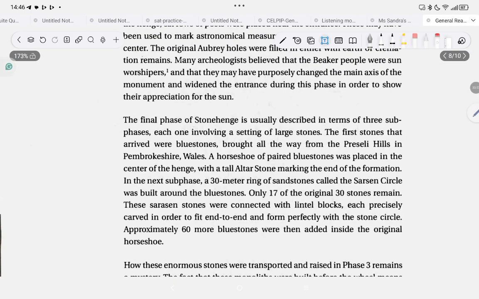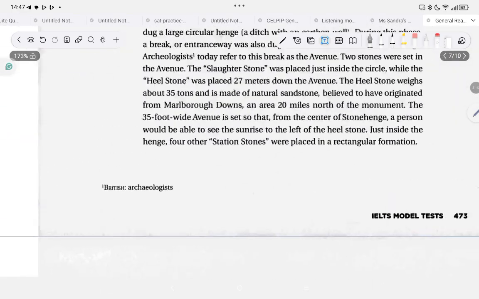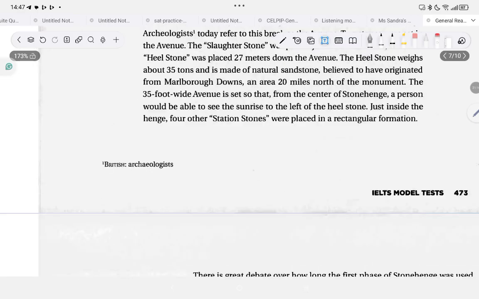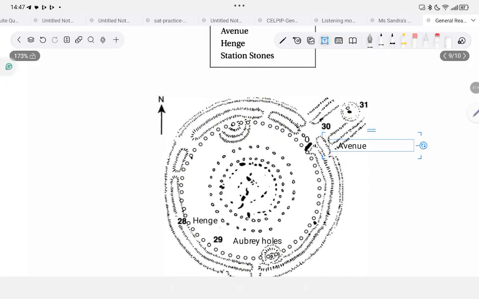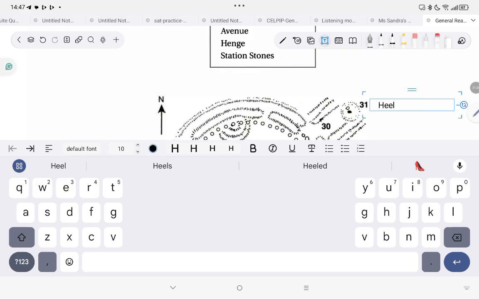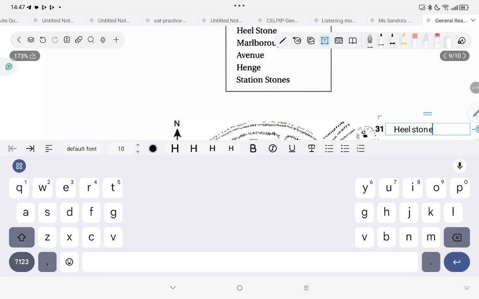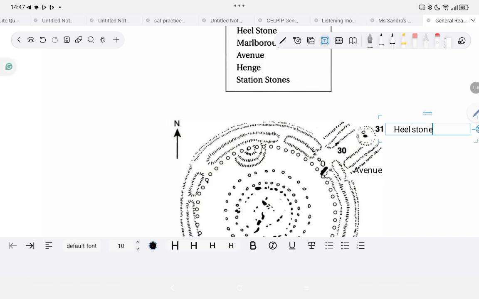Then the next one it says the slaughter stone was placed just inside the circle, while the heel stone was placed 27 meters down the avenue. So the slaughter stone was inside the circle, and then the heel stone 27 meters down the avenue. Don't be deceived by that. The slaughter stone is inside the circle, in the middle here. Then the heel stone is 31. It says 27 meters down the avenue. So heel stone. Is it stones or stone? Let's confirm. What does it say here? Stone. So see, be careful. Don't make the mistake. That would have made me miss the answer.